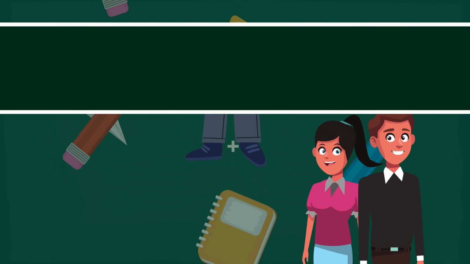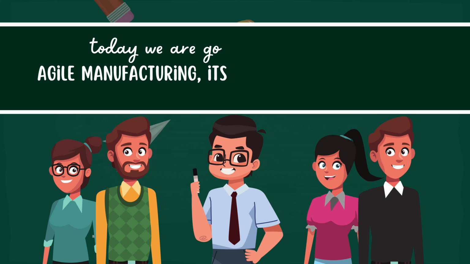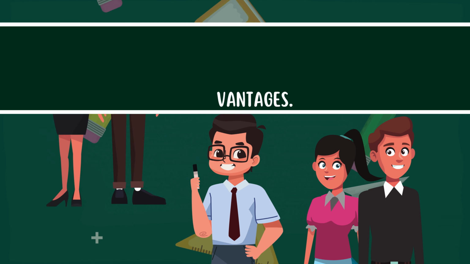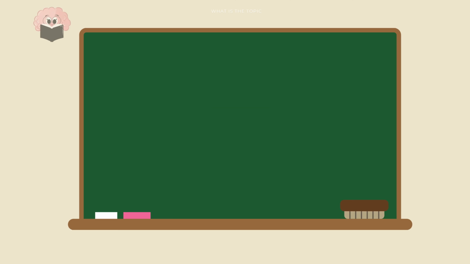What is the topic? Today, we are going to discuss agile manufacturing, its methods, advantages, and disadvantages. Let's get started. Agile manufacturing is like a factory that can quickly adapt to changing customer needs.